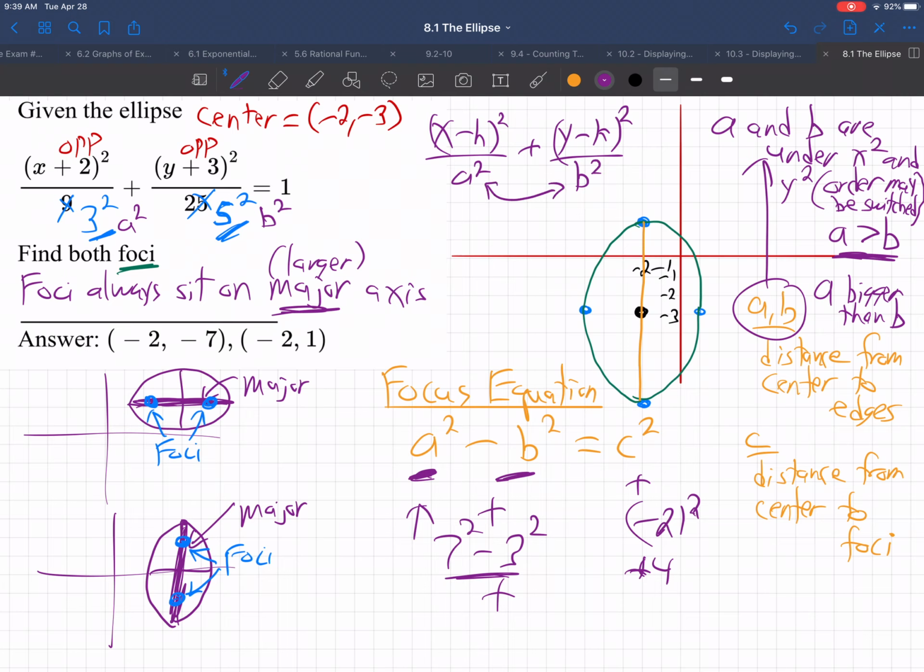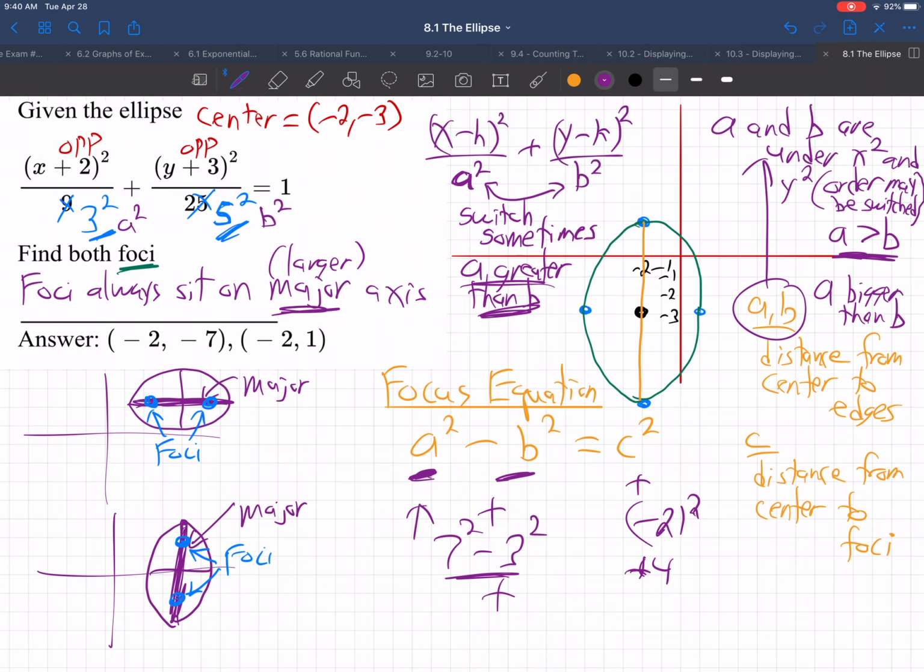But these switch sometimes. Well, how do you know when they switch? That's what I want to be clear with you about. It's not always a squared that's under. How do you know? A is the greater. It's greater than b. That's the key. So the bigger one is a. It isn't that a is always the one under x squared. A is the bigger one.